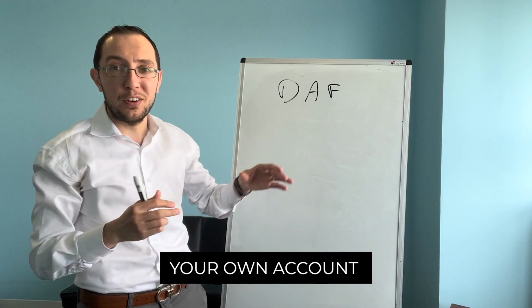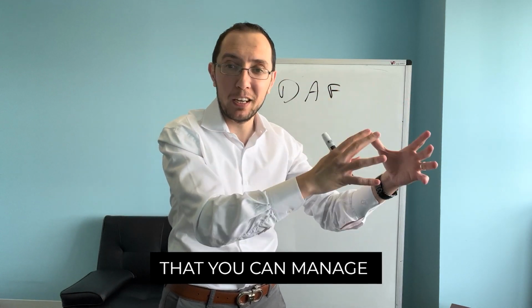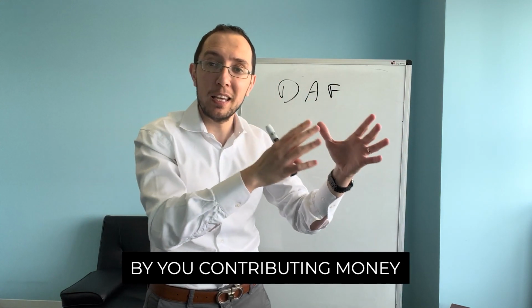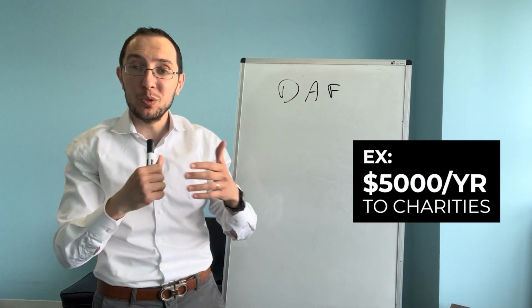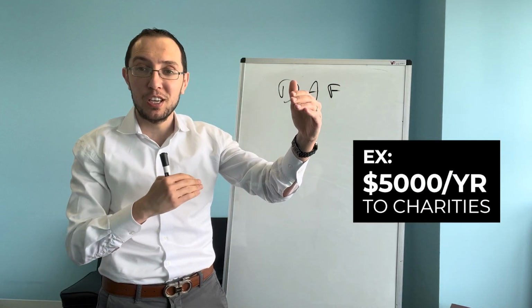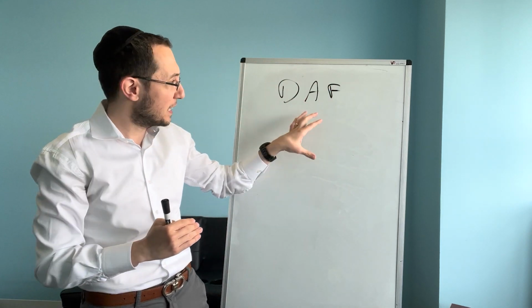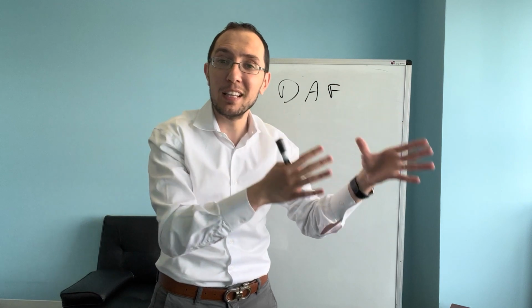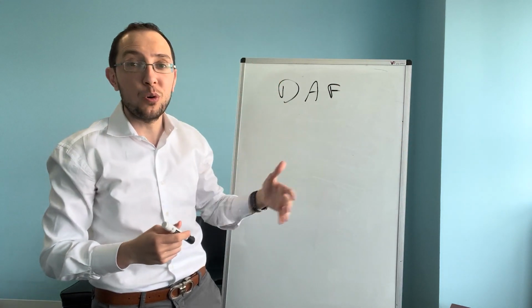A donor advised fund is basically your own account that you can manage by contributing money to give to charitable organizations. So for example, let's say you usually give $5,000 a year to charities, but you need to get a big tax break this year and bring down your tax bracket. You can open up a DAF, put in $50,000 and get an immediate deduction that same year. That is what a donor advised fund is.